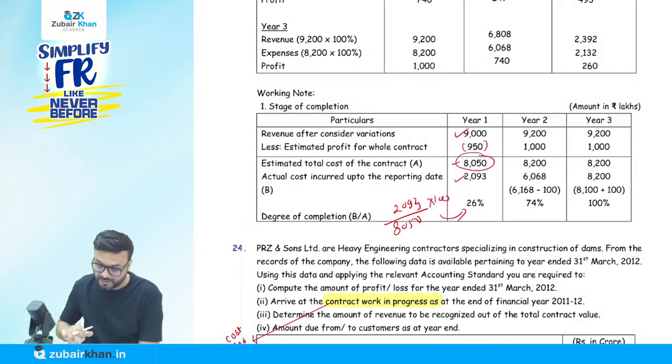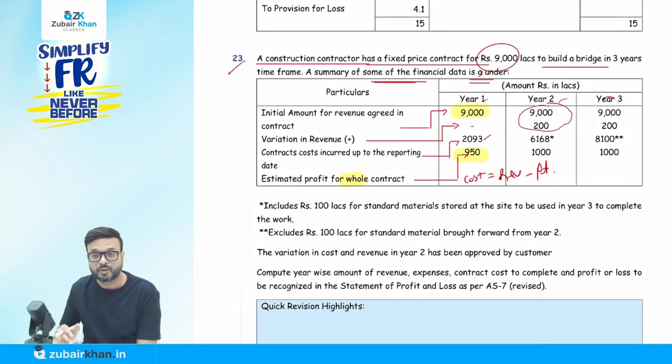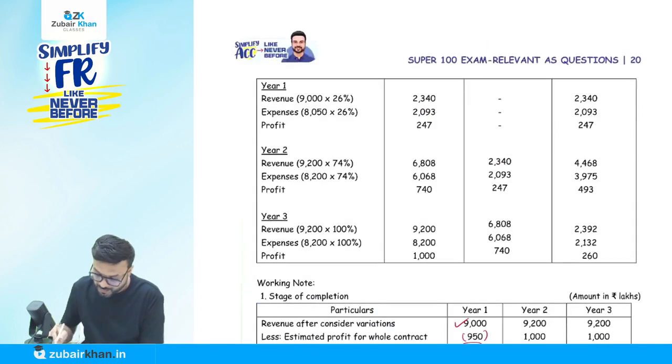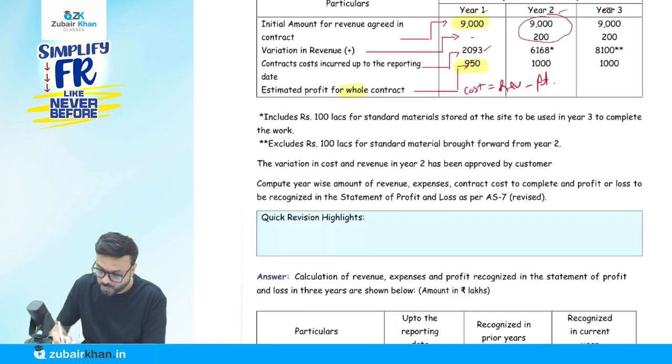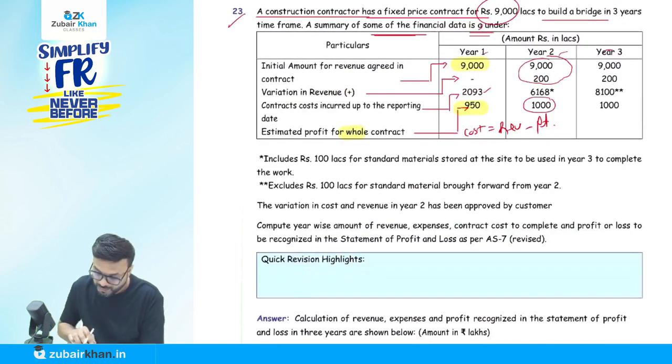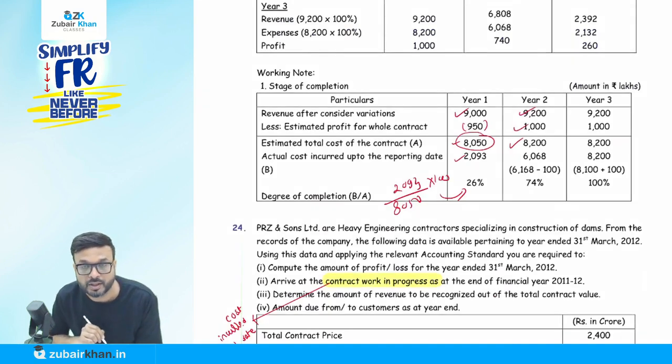Now when I come to the second year, there is a variation. The total revenue will not be 9,000 but 9,000 plus 200. So that will come to how much here? 9,200. So you can see 9,200. The estimated profit we are now expecting for the whole contract is 1,000, so I will subtract the 1,000. How much will it come to? 8,200 is the total cost.